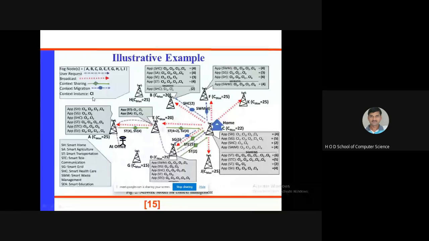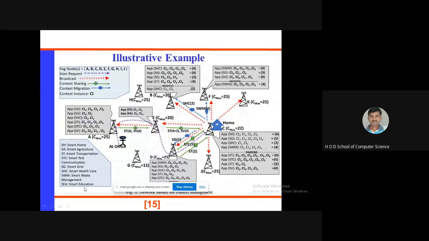This is the entire network architecture detail. Then on the bottom, you can see SS means smart home, SA means smart agriculture, ST means smart transportation, STC, like this way. These are the IoT applications you have taken.